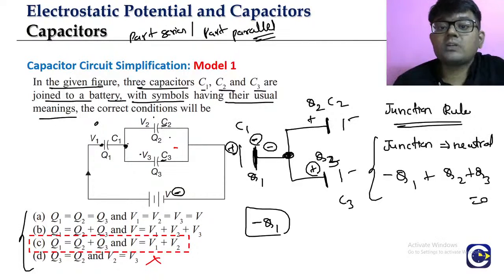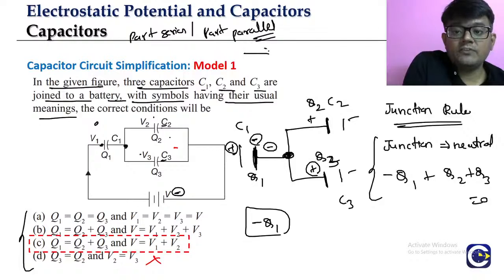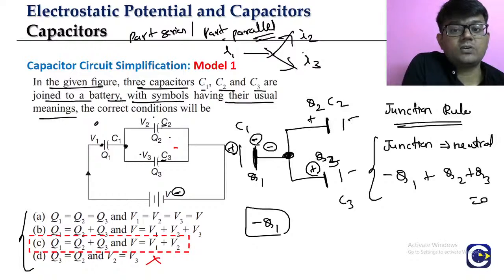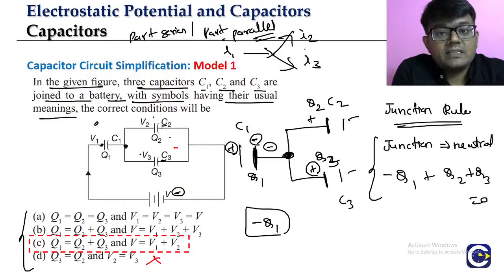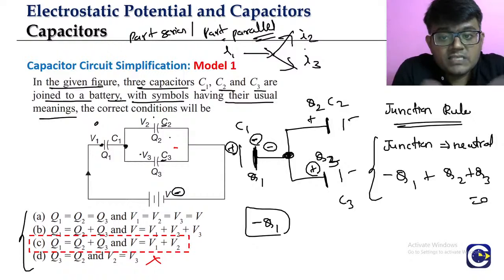Similarly, when we go to resistances, there also a junction rule comes. Do you know what it is? If you have a junction, let us say a current I1 came from this side. The current leaving on that side is I2, this side is I3. So there the junction rule will be: total current entering the junction is equal to total current leaving the junction. That is what we call Kirchhoff's junction rule in resistances.